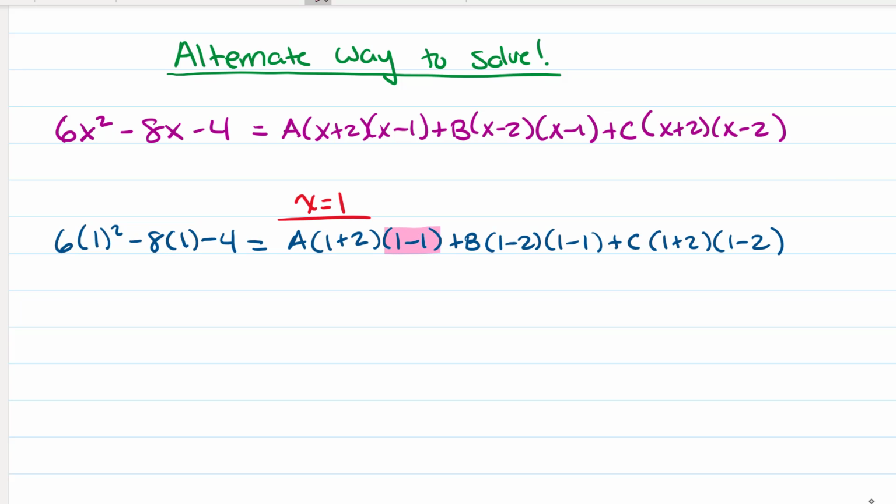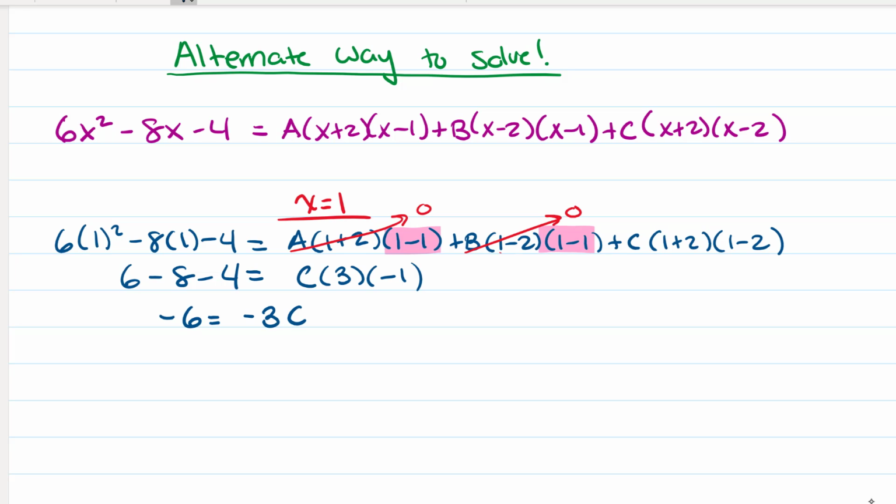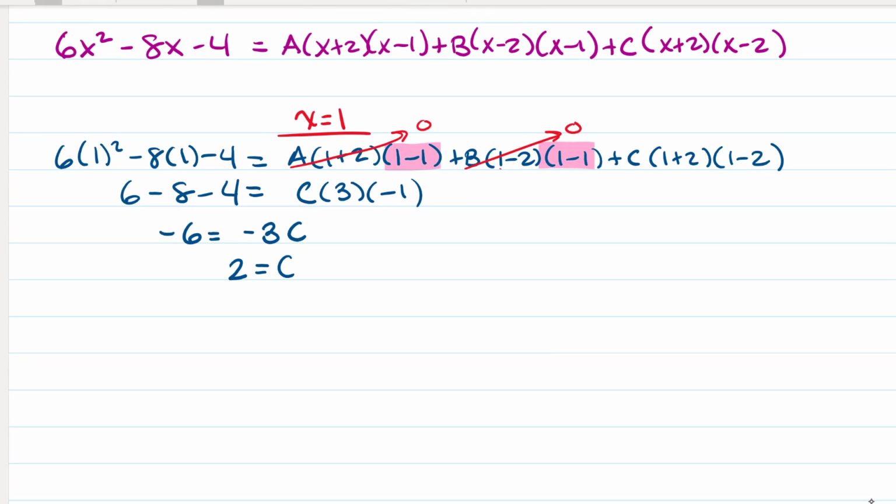So notice that 1 minus 1 is 0. So that means that this entire term is gone. And this entire term is gone. So all I'm left with is 6 minus 8 minus 4 is equal to c times 3 times negative 1. So 6 minus 8 minus 4 is going to be negative 6 is equal to negative 3c. So I get c is equal to 2. So I do get one of the values much faster, but then you have to repeat this process by using other x values.